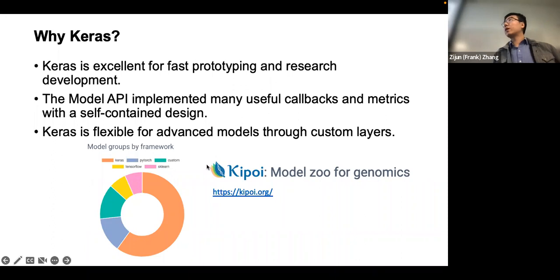Another good resource is this website called Kipoi. Kipoi is a model zoo for genomics. It has a good collection of models that were published during the past 5-10 years, and a good set of APIs for reproducible runs of published models. If you look at the models stored in Kipoi, over 50% of them are in Keras. That basically confirms that people chose Keras for a reason, because it's very easy to use.